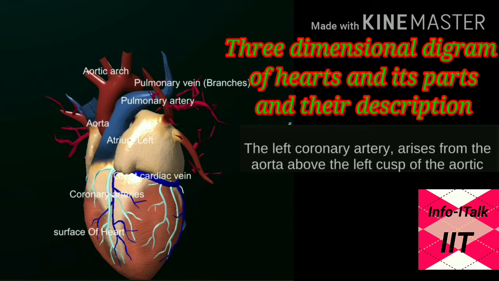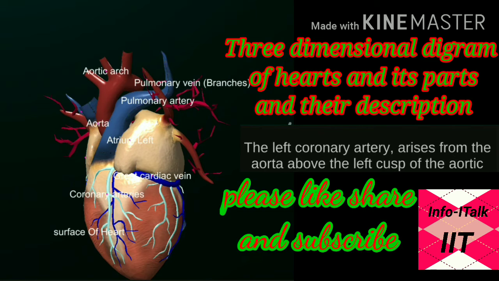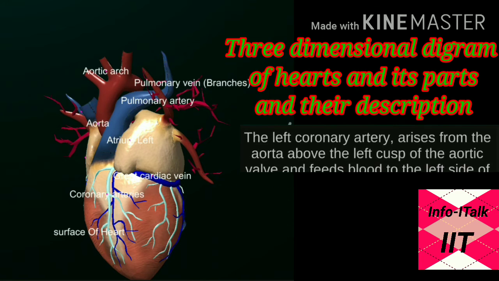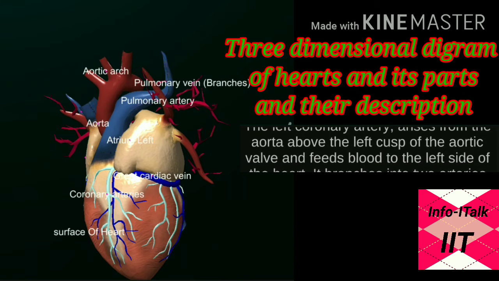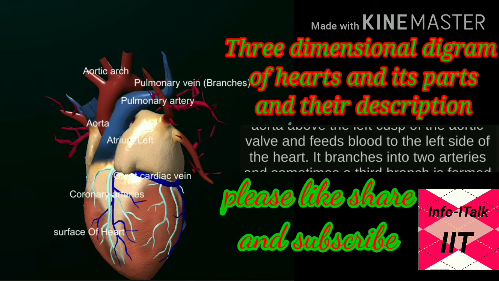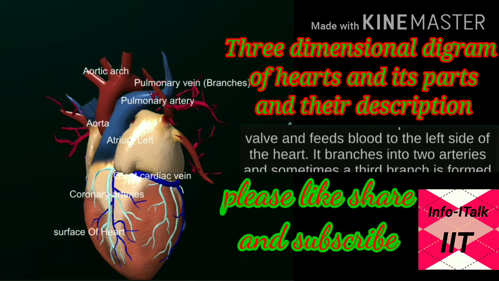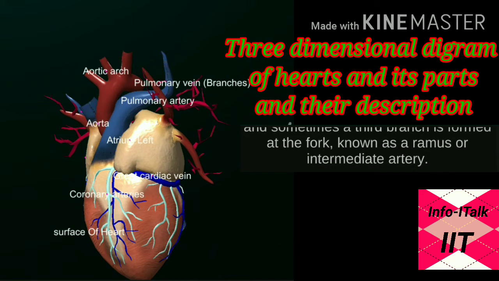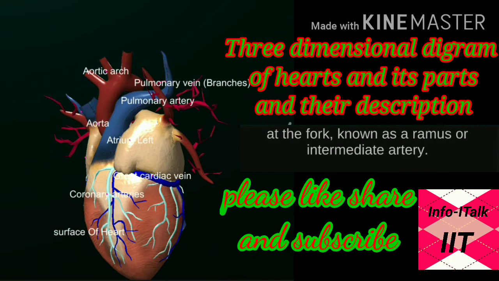The left coronary artery rises from the aorta above the left cusp of the aortic valve and feeds blood to the left side of the heart. It branches into two arteries, and sometimes a third branch is formed at the fork, known as the ramus or intermediate artery.